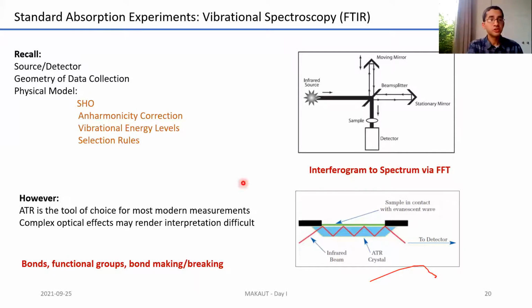A small addition to this is that modern IR instruments almost always use ATR. ATR is fairly simple: you have a crystal, and you put a drop of your sample on the crystal. The IR beam goes into the crystal, and there is total internal reflection occurring within the crystal. This part of the physics is essentially optics, and it is fairly complicated. But suffice it to know that when the radiation gets reflected within the crystal, there is a phenomenon known as evanescent waves, which are generated on top of the crystal.